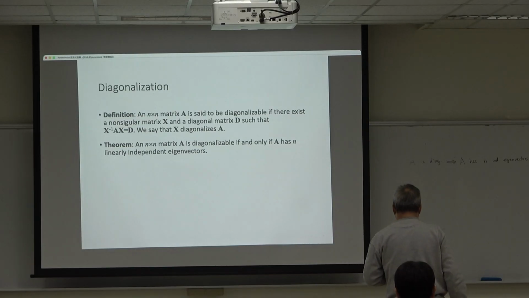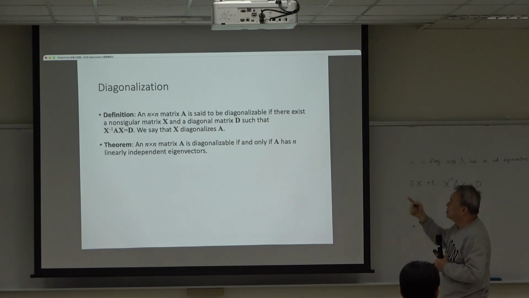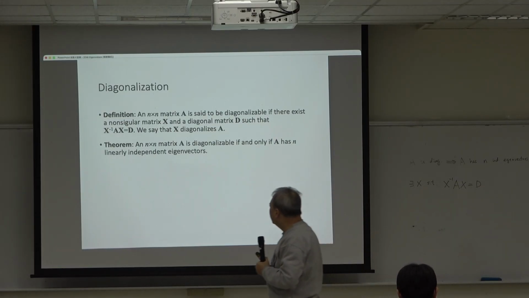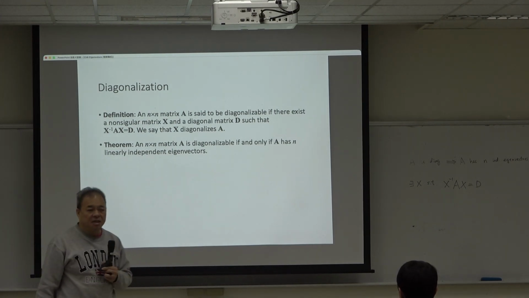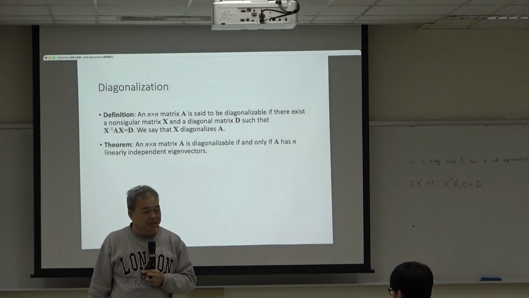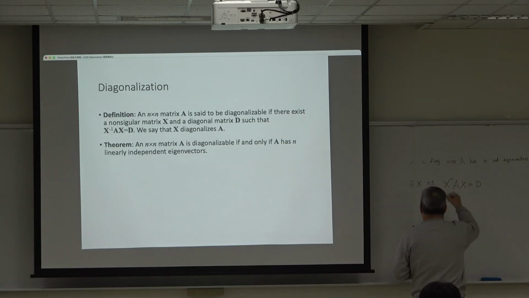So according to the definition, A is diagonalizable means there exists an X such that X inverse AX equals D, where D is a diagonal matrix, right? According to the definition, from this statement to here.